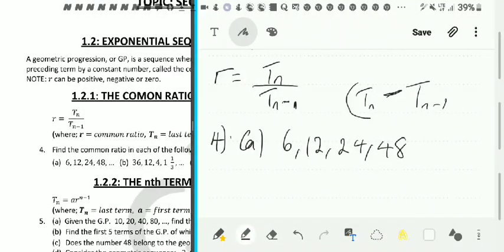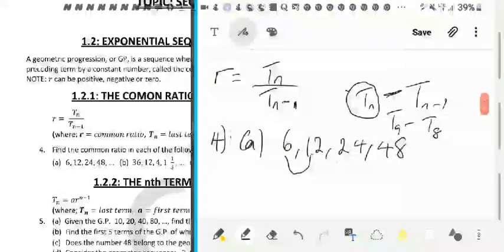So this means a particular term minus the term that precedes it. So if n is 9, we're talking of T9 minus what? Tn minus 1, T8. So this term minus the term that comes before it. So you can get the common ratio either by saying 12 divided by 6, 24 divided by 12, or 48 divided by 24. Not 6 divided by 12, not 12 divided by 24.